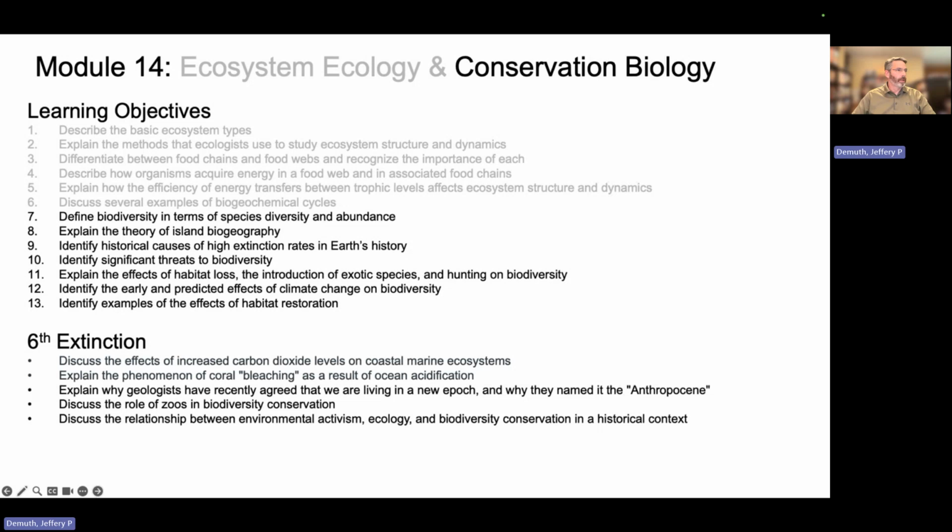Okay. So we got through learning objectives 1 through 6. That was mainly the ecosystem ecology part of module 14. And then today I'm going to cover 7 through 13, which has more to do with the conservation biology, conservation ecology aspect of this module.